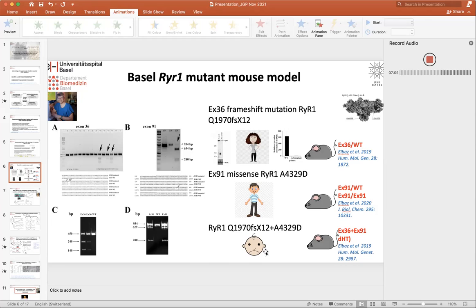And then we have the child who inherited the frameshift mutation from the mother and the missense mutation from the father. This means that this child has only one allele, which encodes a homozygous exon 91 mutation. So we made an additional mouse model, which was the homozygous 91 mutant mouse.